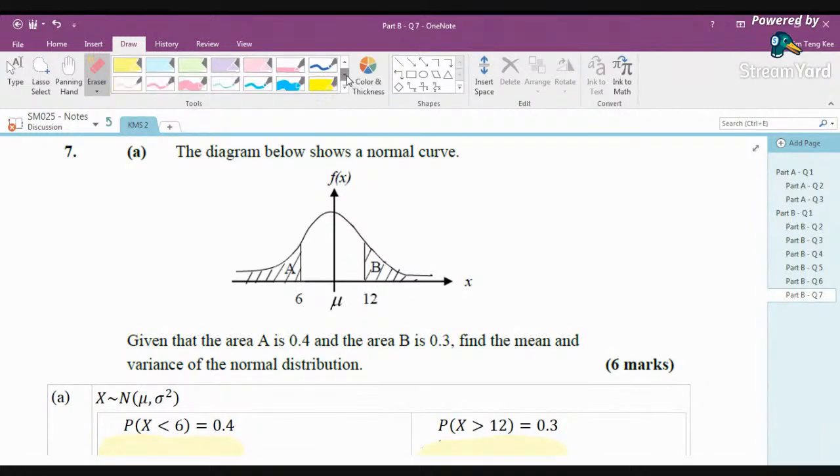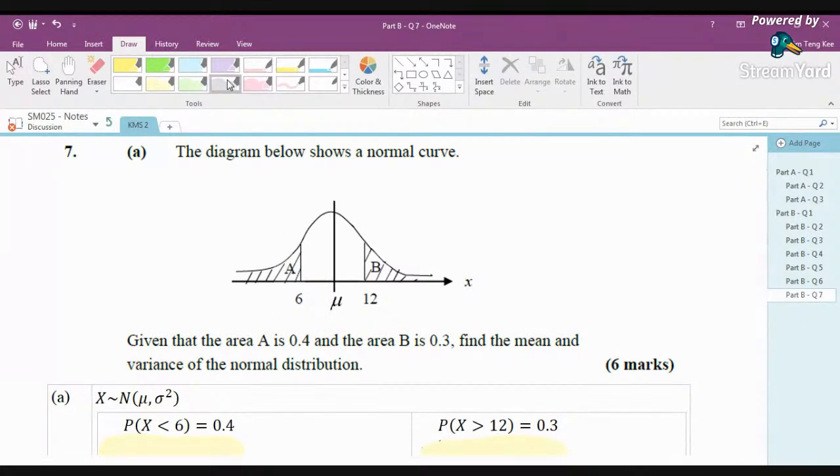By right, in this diagram, I think the y-axis should not be labelled as f(x). But anyway, it doesn't affect much. So this is what is happening. The mu happens to be the axis of symmetry of this bell-shaped diagram here.